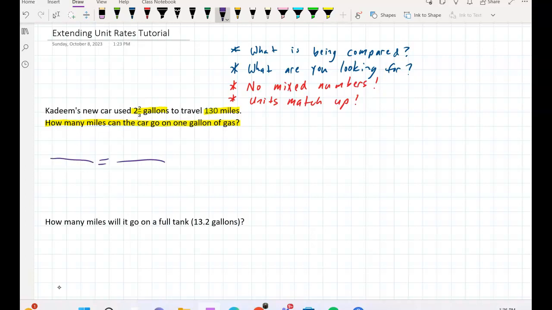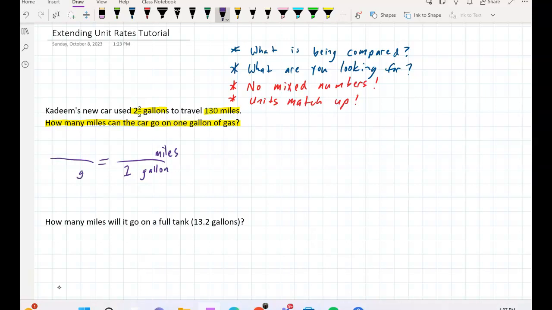We are looking at how many miles the car can go on 1 gallon of gas. Remember, where does the 1 go? I always put the 1 right here. I like having the 1. It makes me feel good to put it there. 1 what though? What are we looking for? How many miles can the car go on 1 gallon of gas? So that's 1 gallon right there, and we're looking for miles.